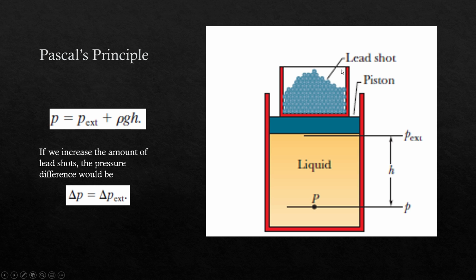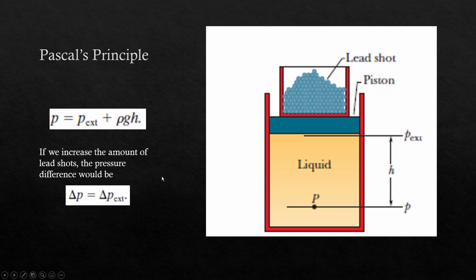Now, let's add some more lead shots. For example, we add more weight onto this whole thing. Because of that, the amount of force should get bigger because it gets heavier. Since the fluid is incompressible, the amount of pressure would increase. If we then calculate the difference of pressure, we'll realize that height doesn't play a role, which is how we get Pascal's principle: the difference of pressure just equals the amount of pressure the lead shot created. This part of the formula doesn't play any role in the difference because we only add lead shots to it.